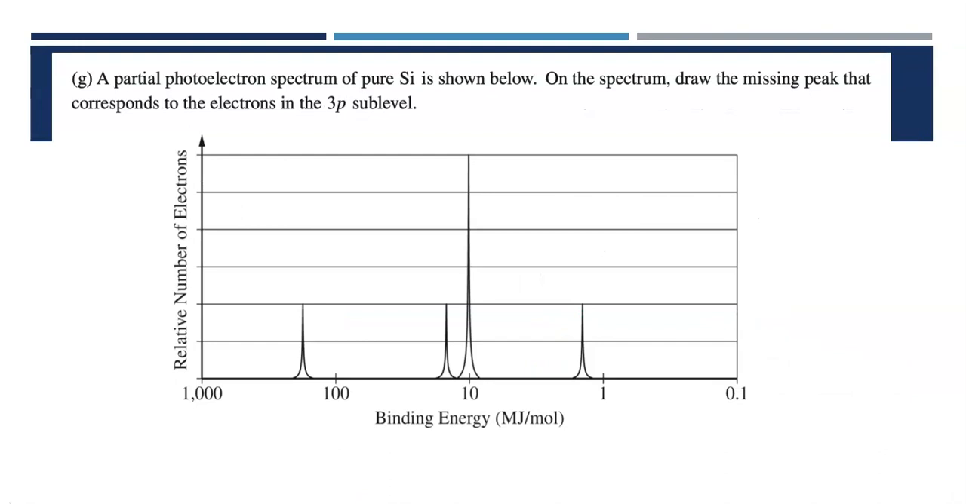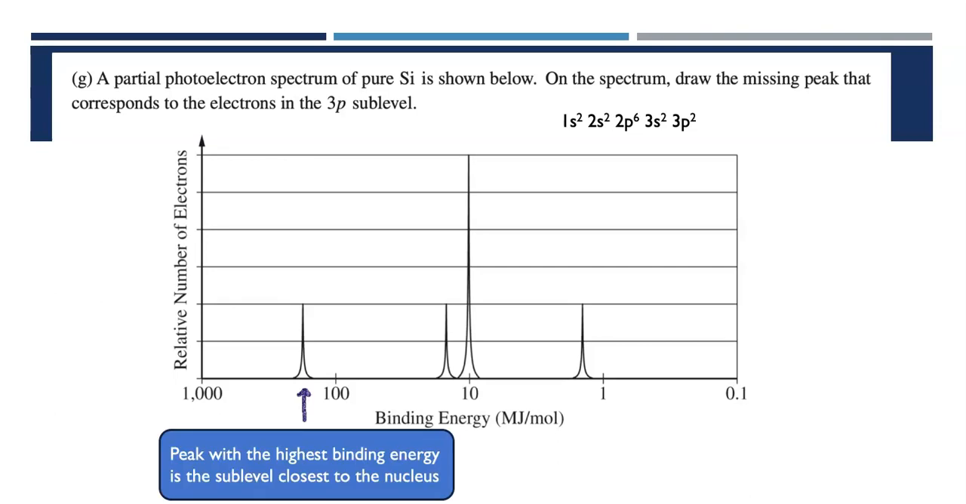A partial photoelectron spectrum of pure silicon is shown below. On the spectrum, draw the missing peak that corresponds to the electrons in the 3p sublevel. So we've got the binding energy on the x-axis, and that is a measure of the Coulombic attraction between an electron and the nucleus. And the y-axis is the relative number of electrons. We know from earlier in the problem that silicon has the electron configuration 1s2, 2s2, 2p6, 3s2, 3p2. So we need to represent those last two electrons in the 3p sublevel.